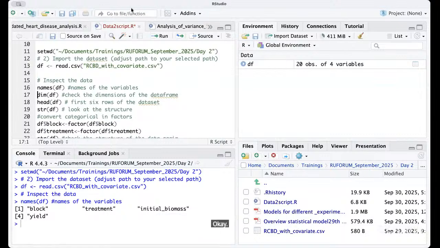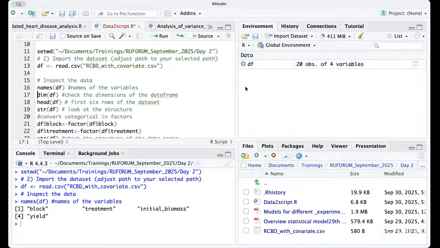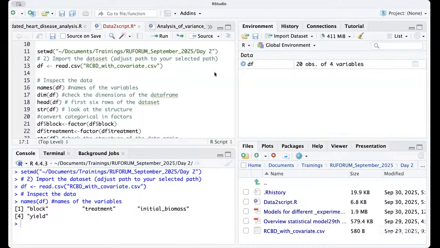Okay, can I see those who are in the right folder now? Okay, good. Can I see those who are not in the folder type 2? If you're not in the folder type 2. Yes, so Calvin is not in the folder. Hillary.